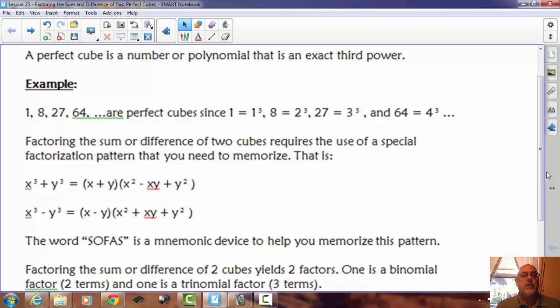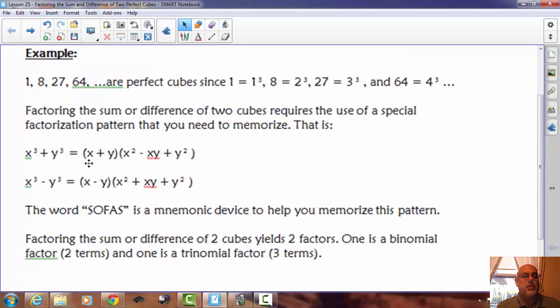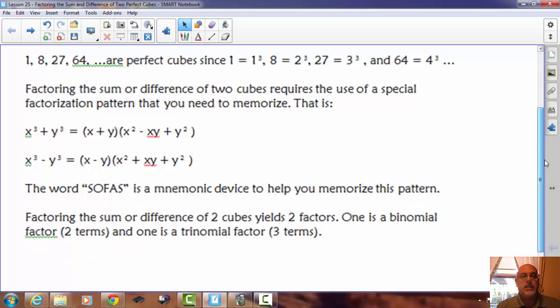So when we factor the sum or difference of two perfect cubes, we have a pattern that we use. You have to memorize it. It's not difficult. So what happens is when you factor the sum or difference of cubes, you get two factors. You get a binomial and then a trinomial. So whether it's the sum or the difference of perfect cubes, you'll always get a binomial and a trinomial. So let's see how to do this.